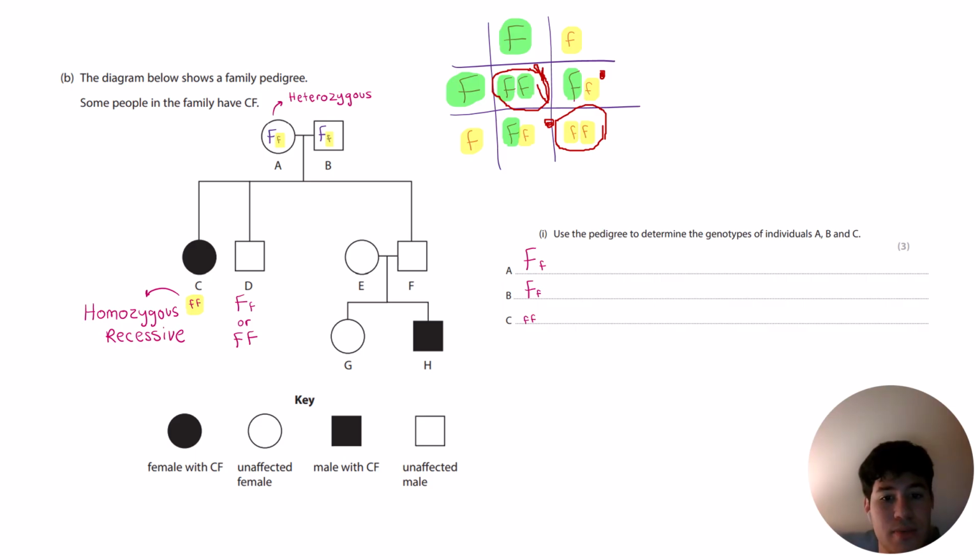Same as this. And over here, this person has cystic fibrosis and carries cystic fibrosis. Okay, use the pedigree to determine the genotypes of individuals A, B, and C. So as we said before, A is capital F, lowercase f, B is capital F, lowercase f, and C, since cystic fibrosis is recessive and lowercase, means the only way to get cystic fibrosis is to be homozygous recessive. So it's ff.